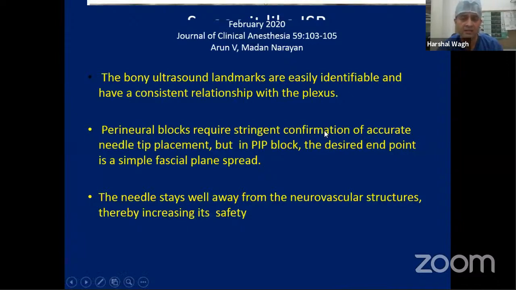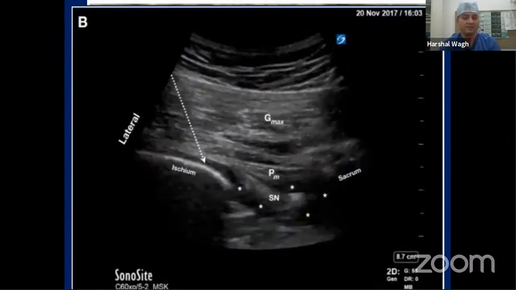Another publication which a very good friend of mine, Dr. Madan Narayan, and I find quite useful, is for the parasacral area as well. Supposing you find the parasacral area a little difficult to scan and difficult to needle, then what they mention is that the bony landmarks you use are similar to what one would use for a parasacral parallel shift by Dr. Benstock. They say this needle trajectory stays away from the neurovascular structures, so it increases safety, and they call this a parasacral ischial plane block. Basically they identify the same structures as one would for a parasacral parallel shift.